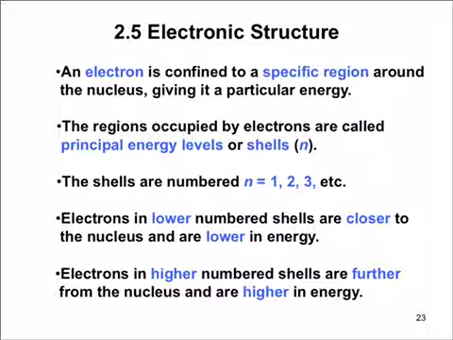Alright, so electrons are confined to a specific area around the nucleus. This means that the electron is going to have a certain particular energy. I know that sounds kind of weird, but it is weird. There's no way around it. But it's kind of cool, too. So I'm going to try to make this as painless as possible.